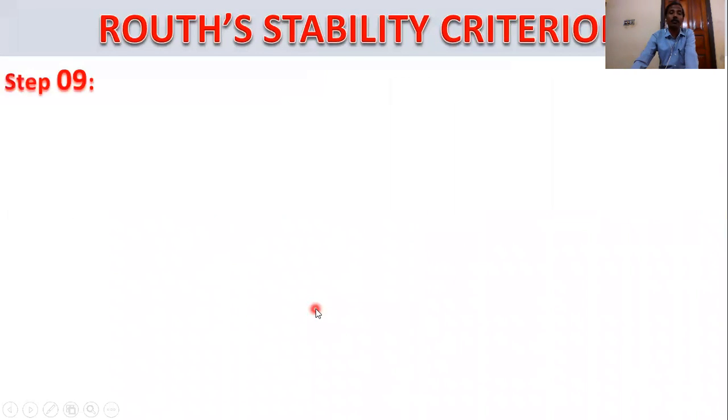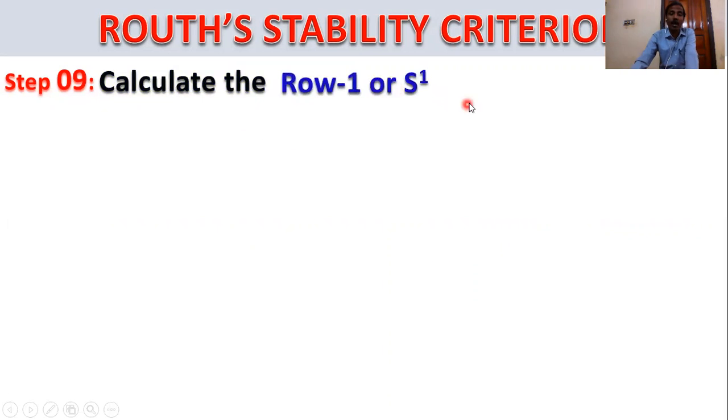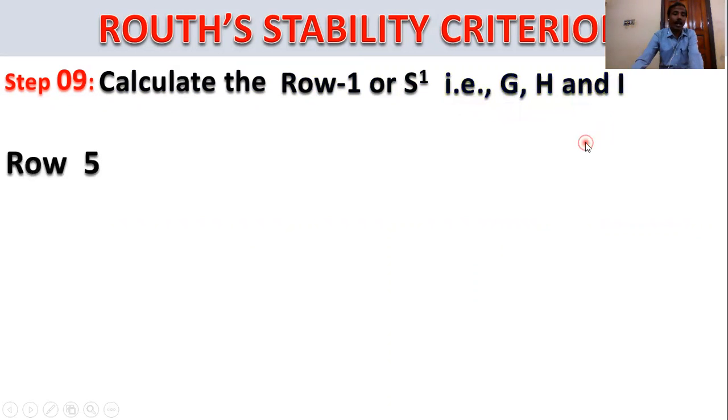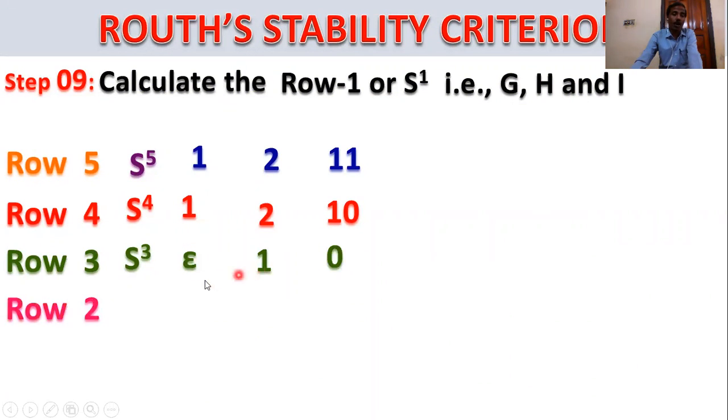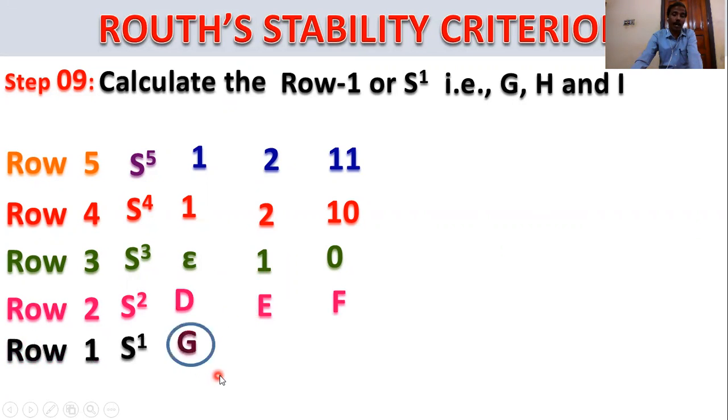So what is the value of G? Next step, step number 9: calculate row 1, or s to the power 1, that is G, H, and I. Row 5, s to the power 5, is 1, 11; row 4, s to the power 4, is 1, 10; row 3, s cube, is epsilon, 1, 0; and row 2 is already calculated, D, E, F. Then calculate row 1, s to the power 1.